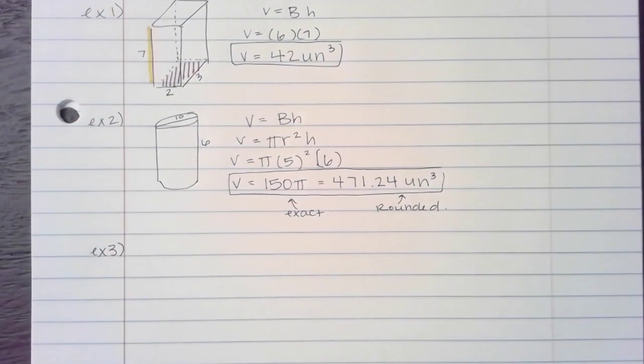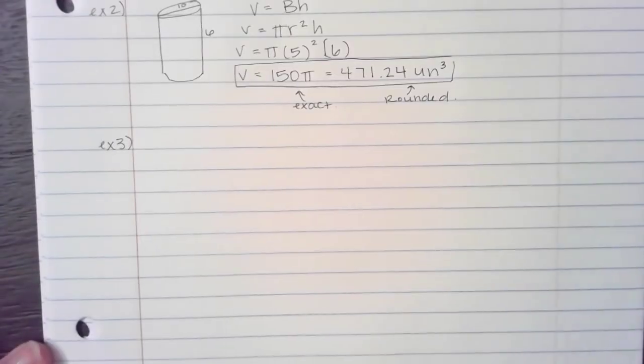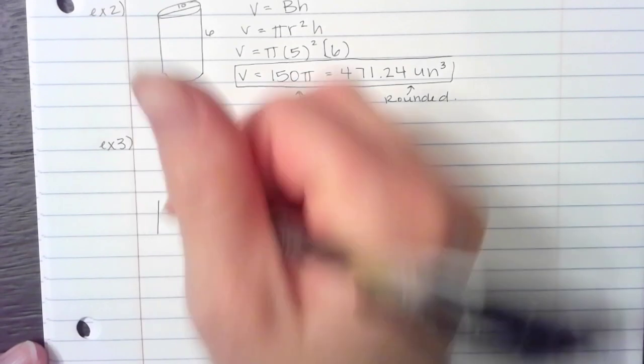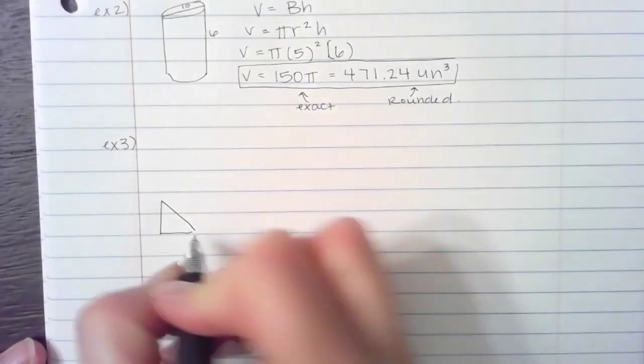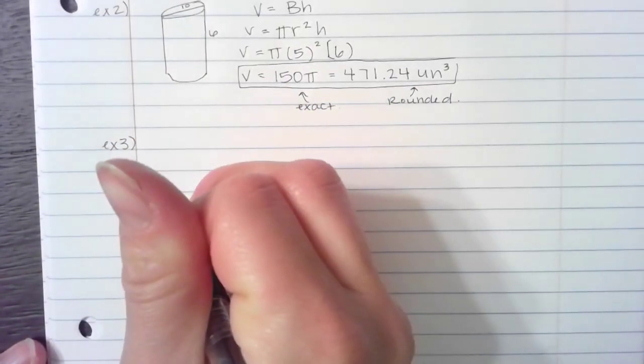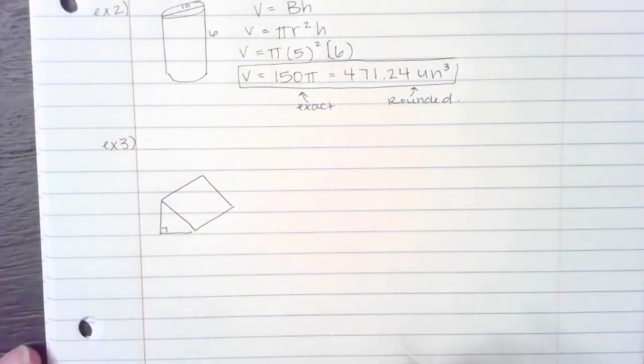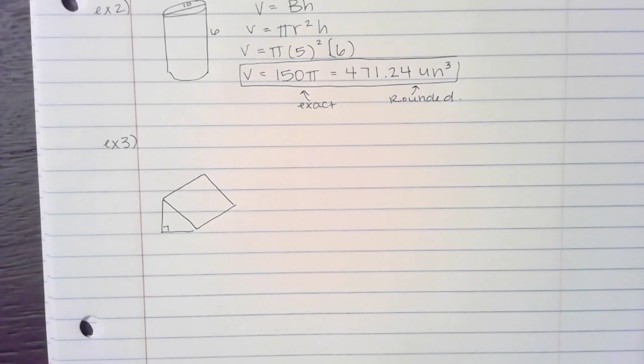Example 3, our last one. We have a triangular prism, but it's lying on its side. So it's just kind of hanging out over here. If that 90 degree wasn't there, we wouldn't be able to solve this. Oh, I guess we could. We could solve this next problem, but it'd be a lot of work.